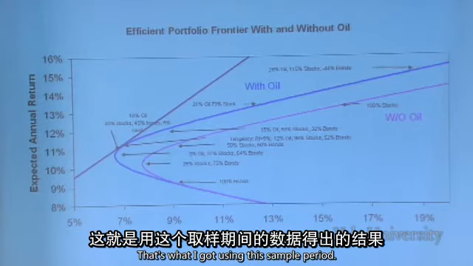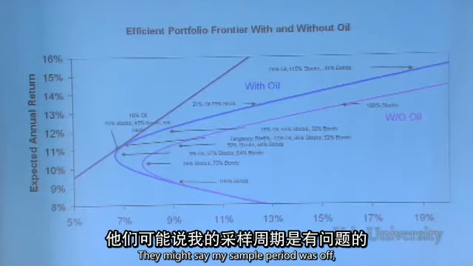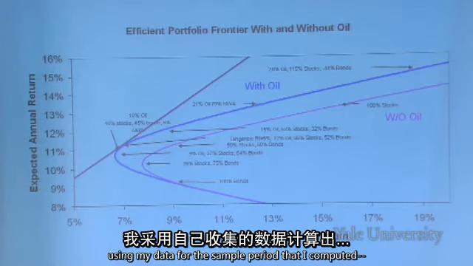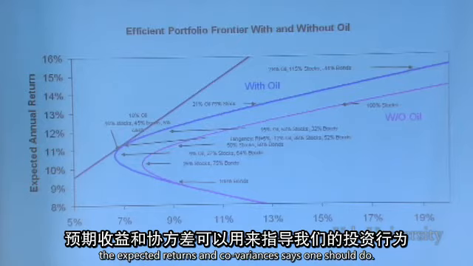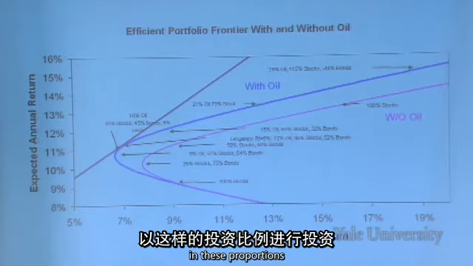That's what I got using this sample period. Some people might disagree with that. They might not take my estimates. They might say my sample period was off. But that's what the theory, using my data for the sample period that I computed the expected returns and covariances, says one should do. So the theory says everybody should be investing in these proportions.